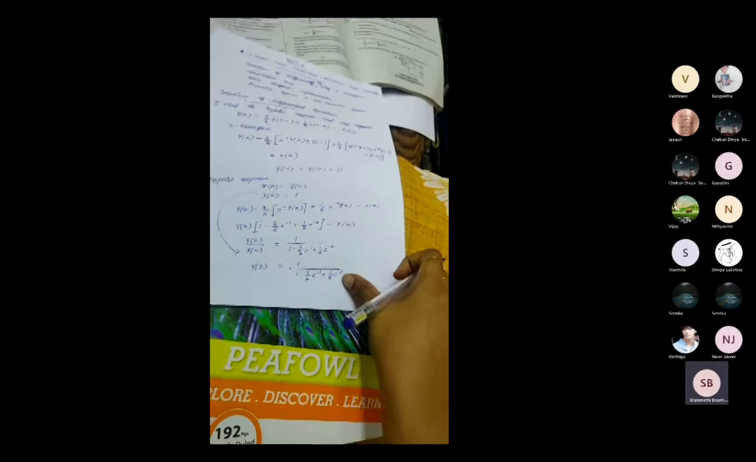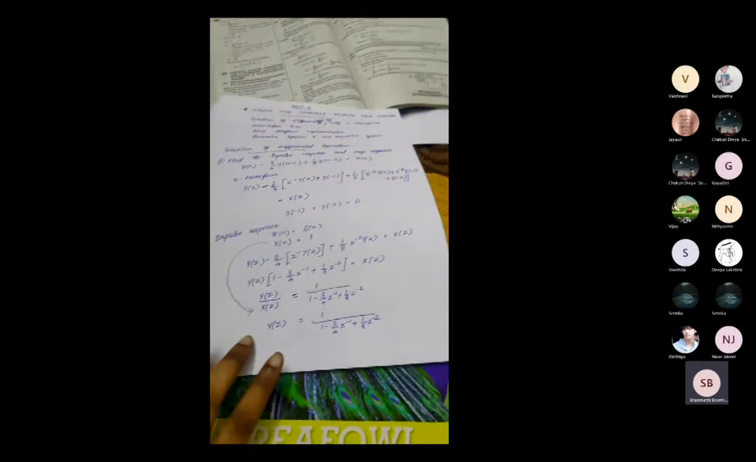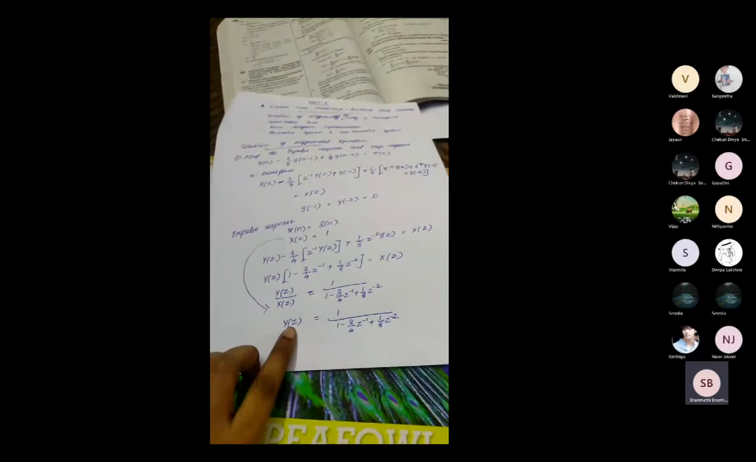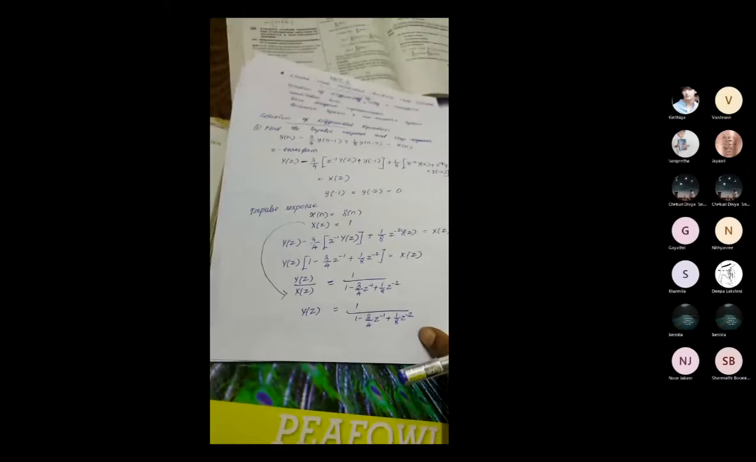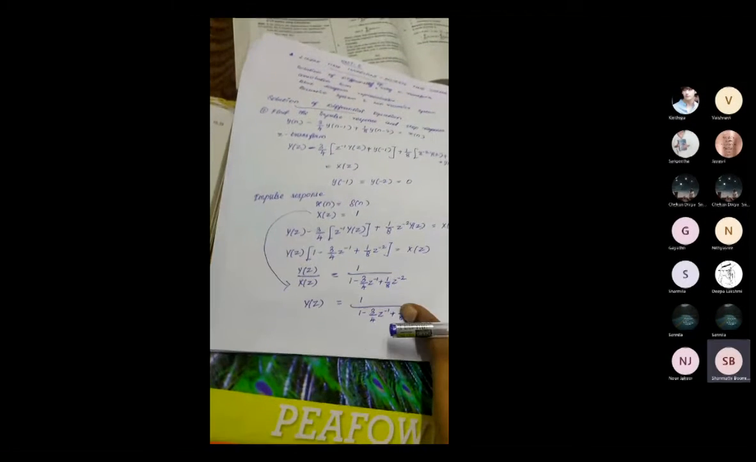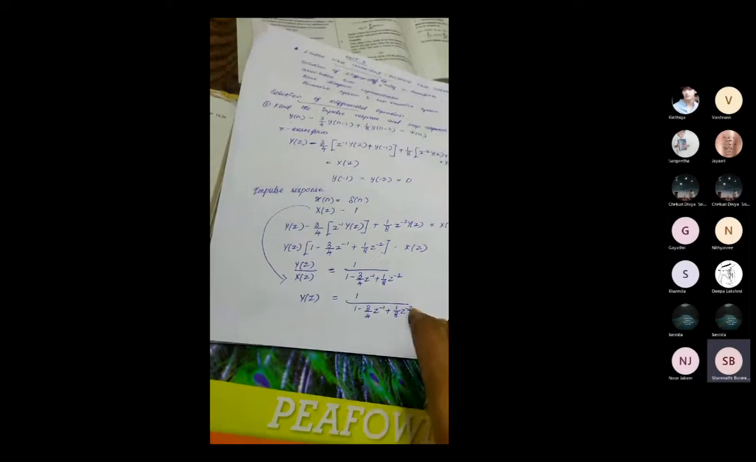In the third unit, after you find y of z, what is your ultimate aim? You have to find out your y of n. Okay. So here we have found y of z. Next, what should we do? You should take partial fractions. To take partial fractions, what should we do? All terms should be in the form of z. So now you have to change all your z inverse to z.